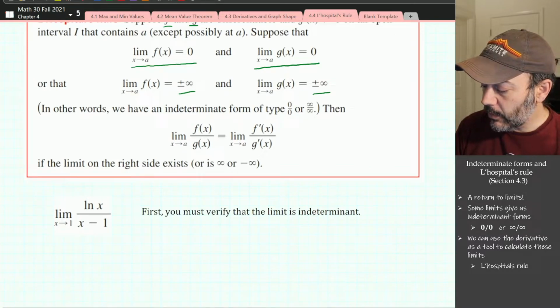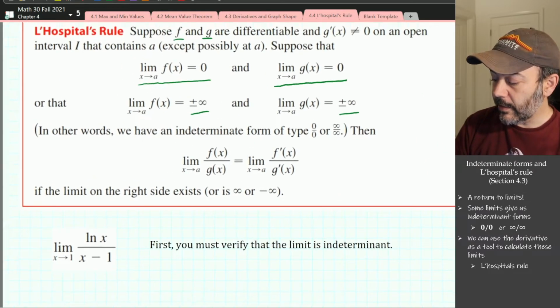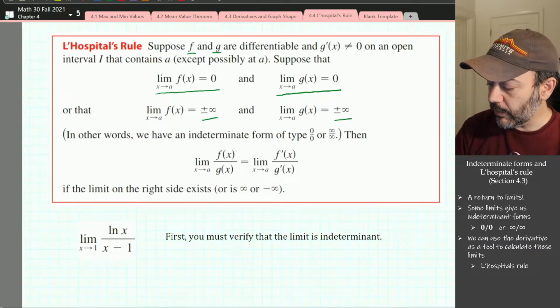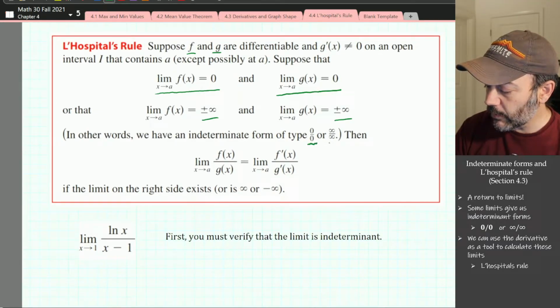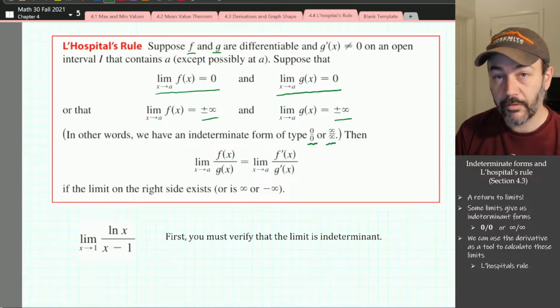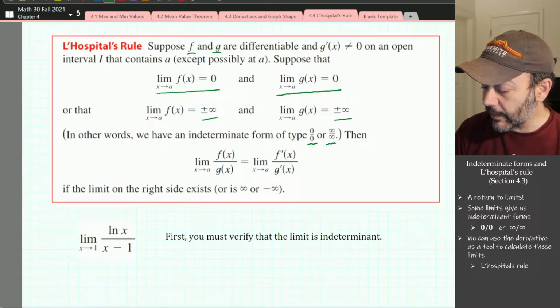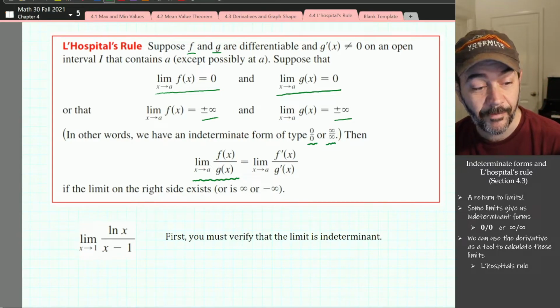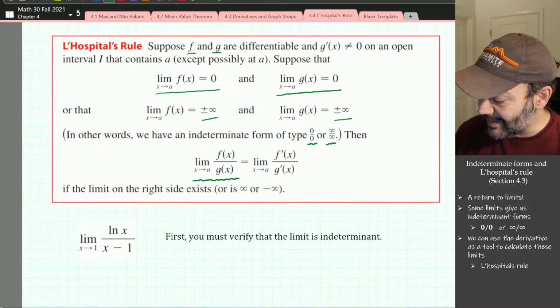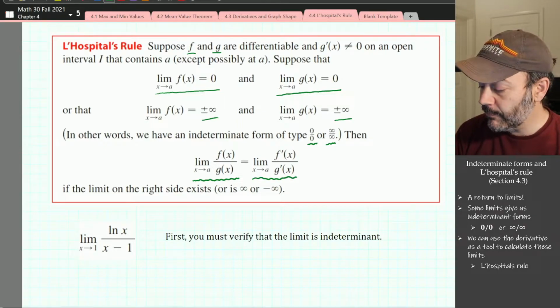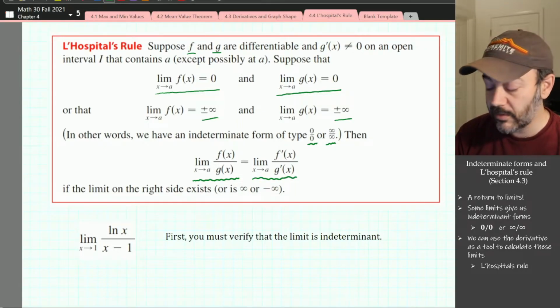Then, what that does is it creates a situation where you have an indeterminate form of 0 over 0 or infinity over infinity. In that case, instead of calculating the original limit you wanted to calculate, you can instead calculate the limit of the derivatives of those functions. And it turns out it will give you the correct answer. It'll give you the same answer.